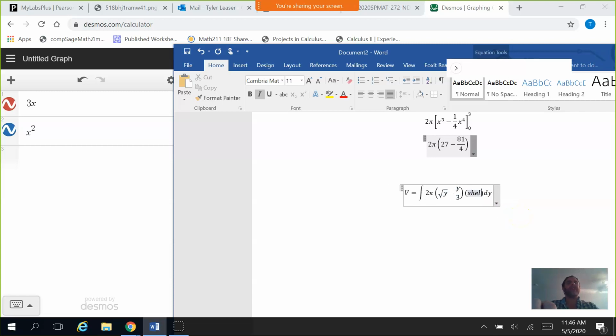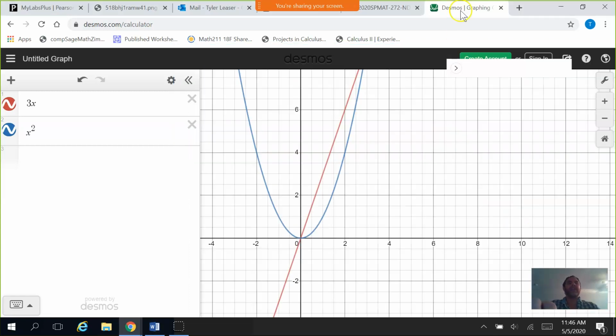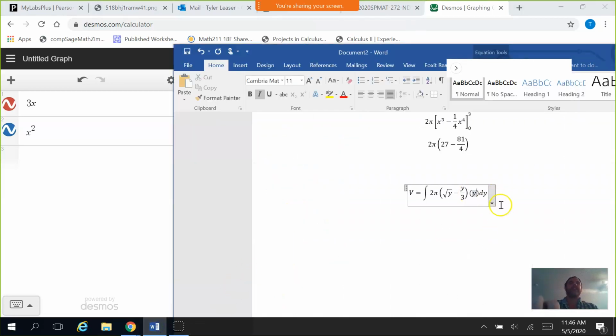But now we do the shell radius. The shell radius is going to be the distance from your slice to the axis of rotation. If my axis of rotation is the x-axis, my slices would be located at y as I move up and down. So I'm just going to plug in a y for the shell radius. And now we're integrating with respect to y, so we're just going to leave that dy there. And then you just do that.